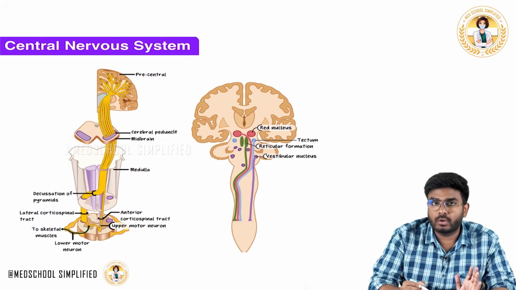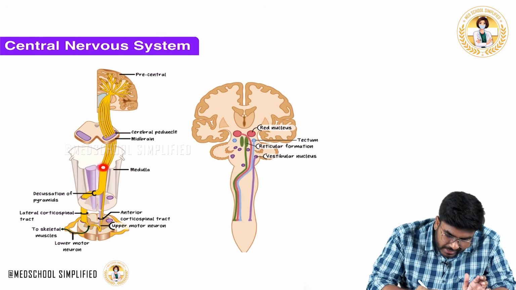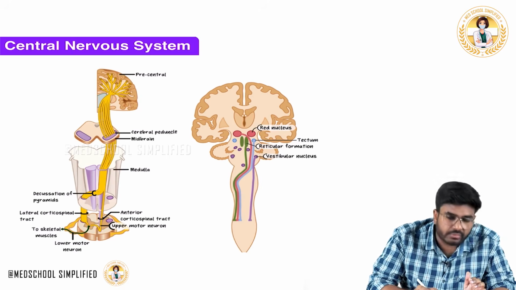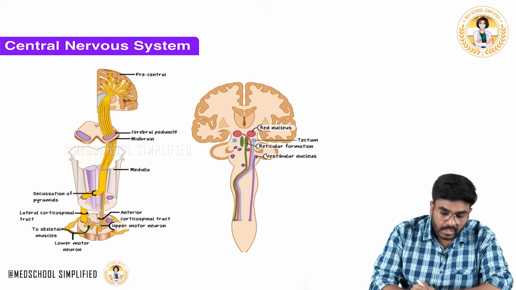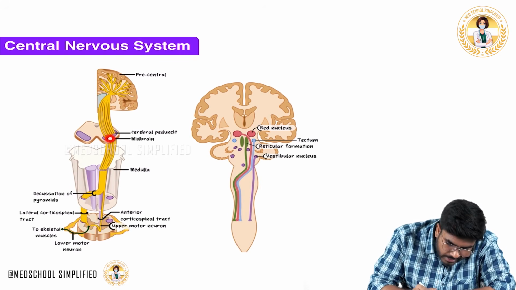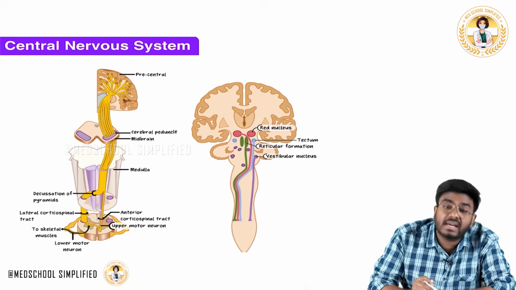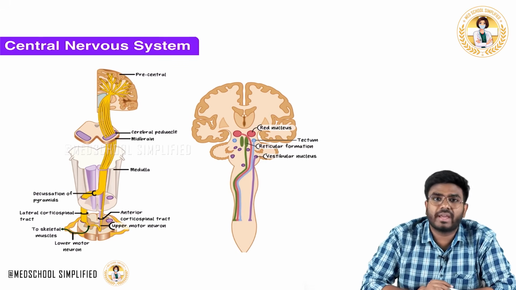In the medulla, we all know there are these structures, this anterior structure, called pyramids. These are the pyramids, and laterally there are olives, right? Pyramids and olives are there in the medulla. Now these upper motor neurons are coming like this, and like this. They are going through the pyramids. That's why these are called pyramidal tracts.